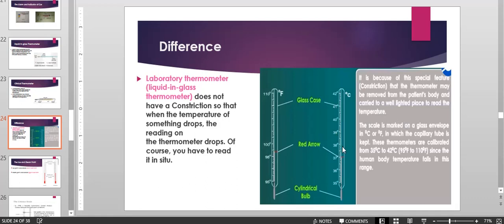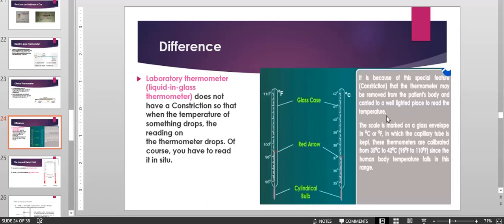So in the laboratory thermometer, here is also the red arrow. One here in the picture is degree Celsius and the other is degree Fahrenheit. This red mark shows basically the normal body temperature. So, as we have discussed earlier, it is because of the special feature, the constriction, that the thermometer may be removed from the patient's body and carried to a well lighted place to read the temperature.